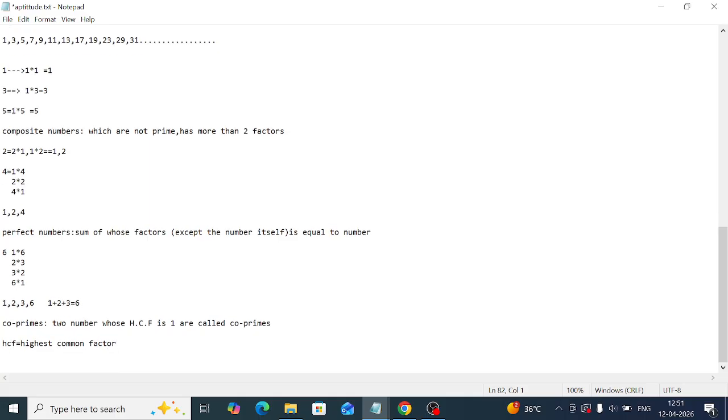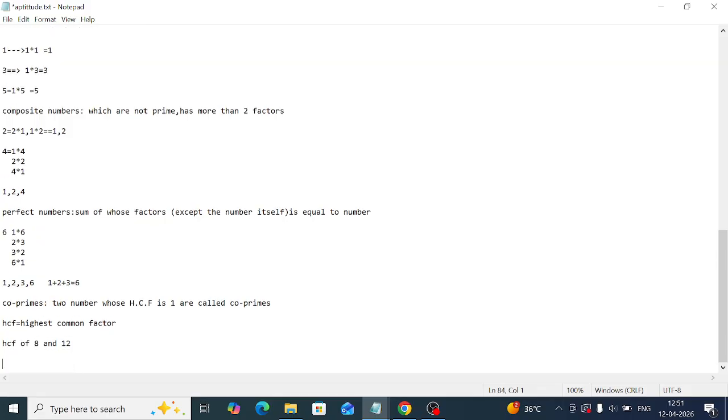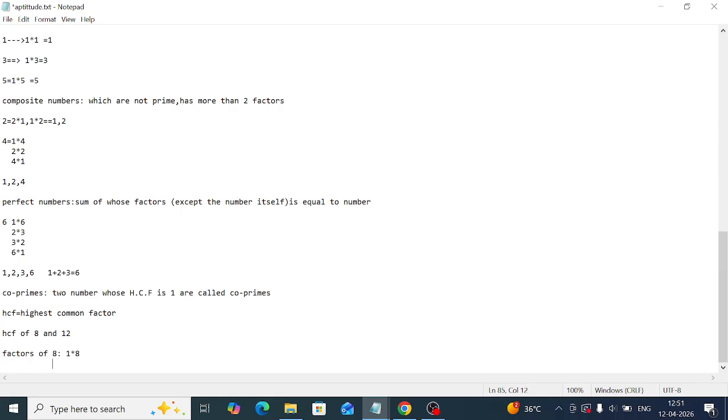See, I will tell you. I am taking two values. HCF of 8 and 12 I am taking. I am taking two numbers, 8 and 12. Factors of 8, what? 1 into 8. Okay. 2 into 4. Okay. Next, 4 into 2, next, 8 into 1.